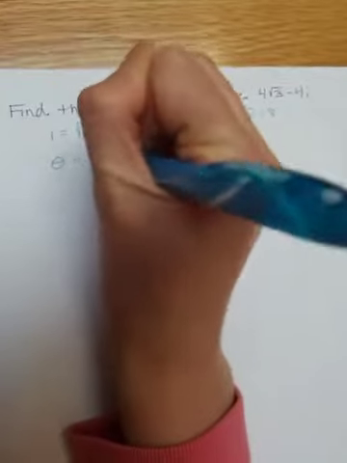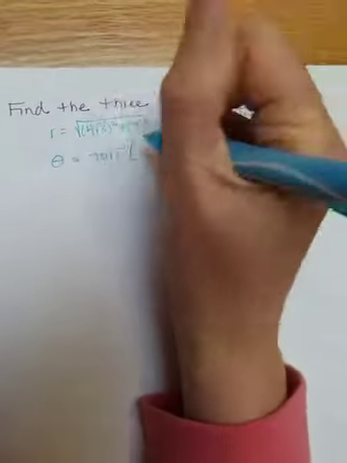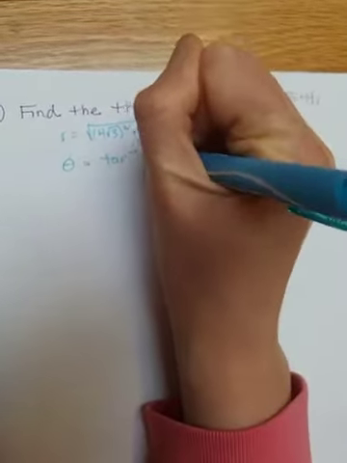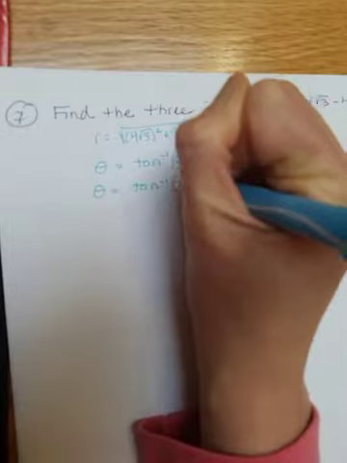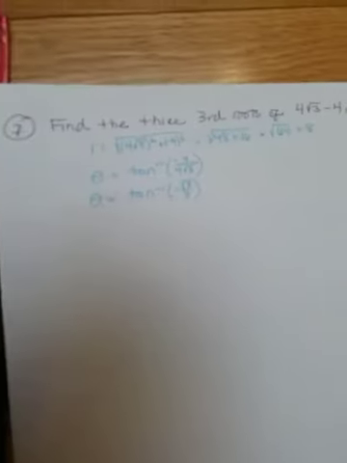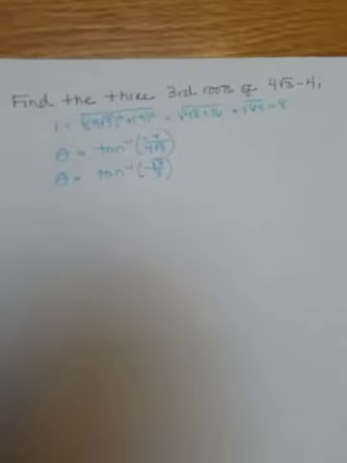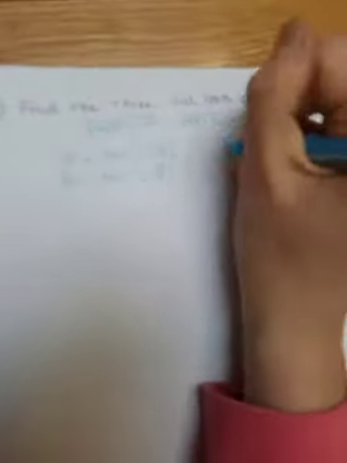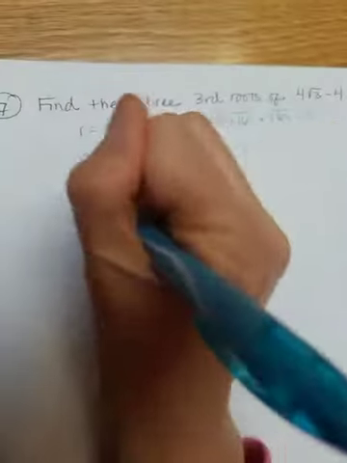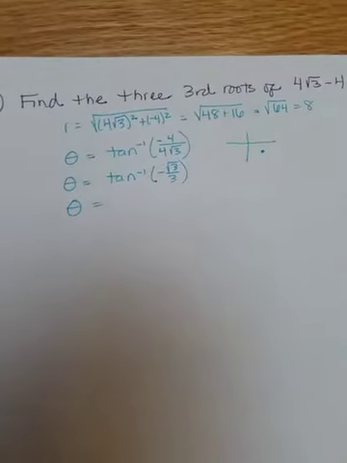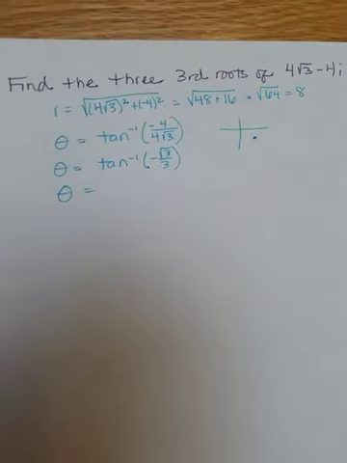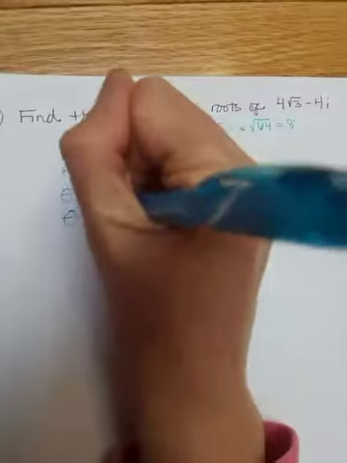So theta is tan inverse of my b over a. So negative 4 over 4 root 3, which really means, to put it in a better form, negative root 3 over 3. And so which quadrant am I looking at here? I have 4, okay, so I'm in quadrant 4. I don't know why I draw that, but I need that as a visual. So I'm looking for my angle. It's going to be in the pi over 6 family, so it's 11 pi over 6.